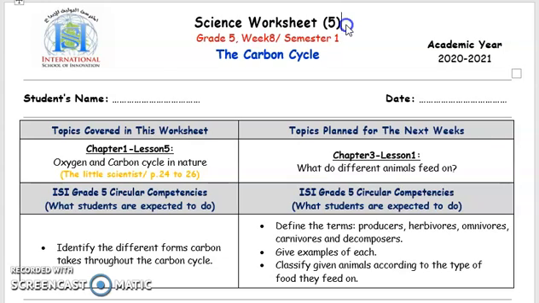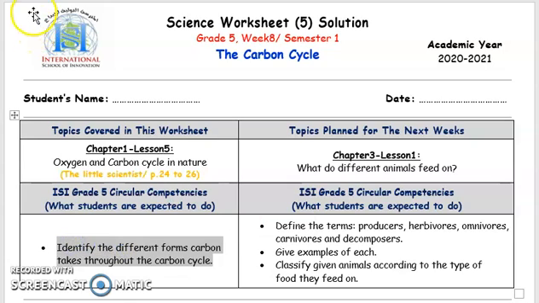Now we're going to solve together the science worksheet number 5. So this is the science worksheet number 5 solution. This is for week 8 of the first semester, and we're talking here about the carbon-oxygen cycle in nature. In this lesson, we saw the different forms that carbon can take during the carbon cycle.